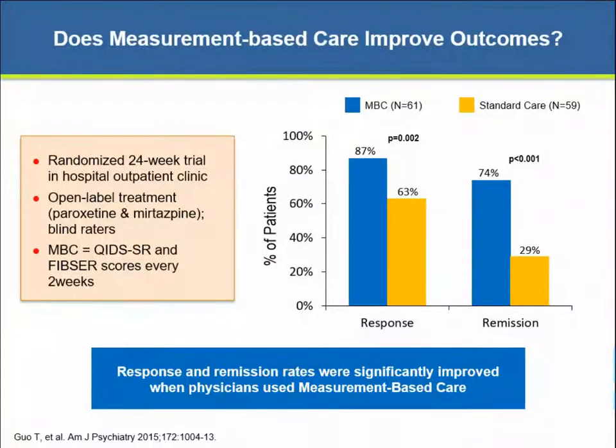When it came to clinical remission, the results were even more dramatic. And by remission, this was a score on the depression rating scale in the remission range after 24 weeks of treatment. And you can see that the measurement-based care group, 74% were in symptom remission, compared to only 29% in the usual care group. So again, even simple measurement-based care can greatly improve treatment outcomes in people with depression.